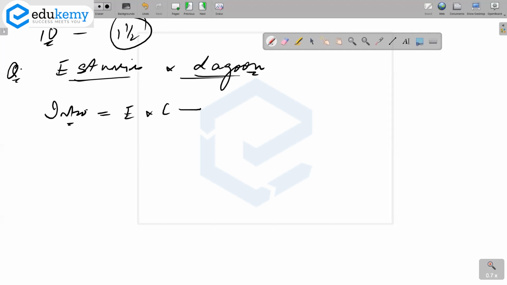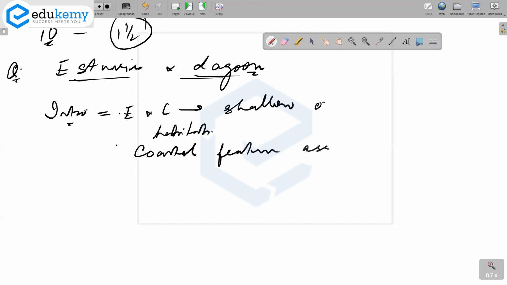Estuaries and lagoons are important. They are shallow ocean habitats. They're part of the coastal features associated with shallow waters.